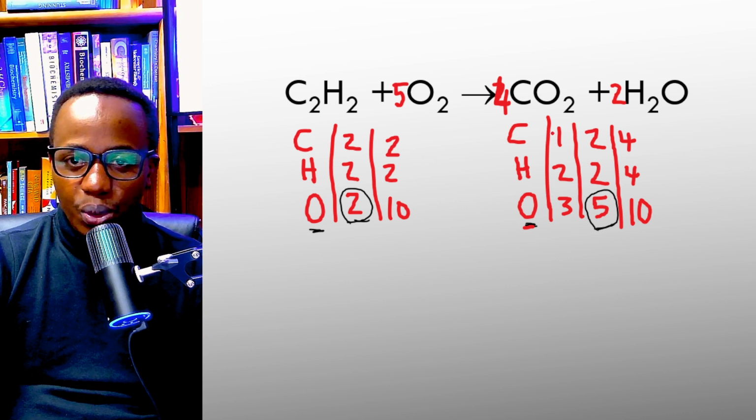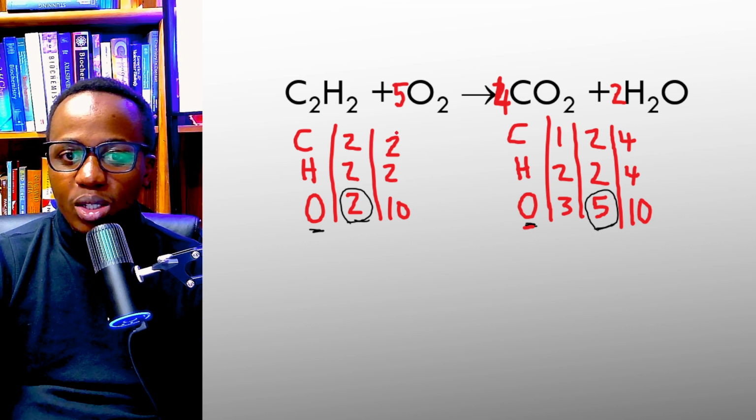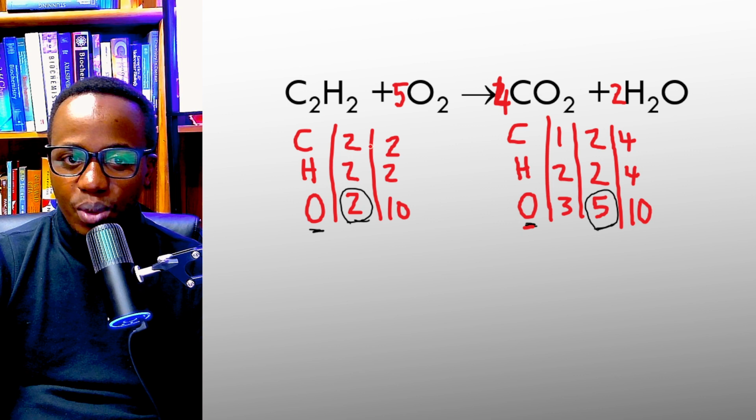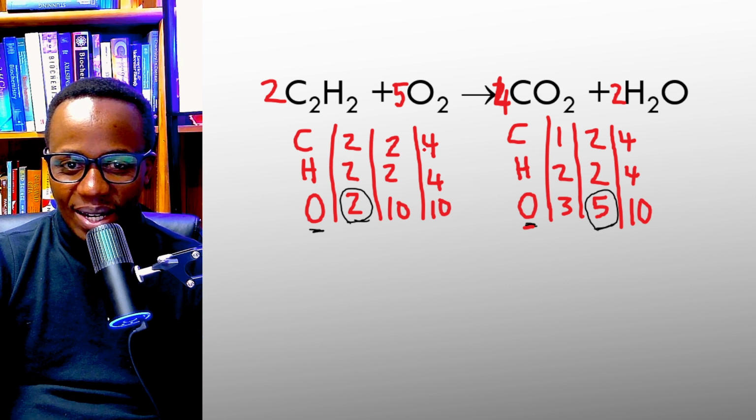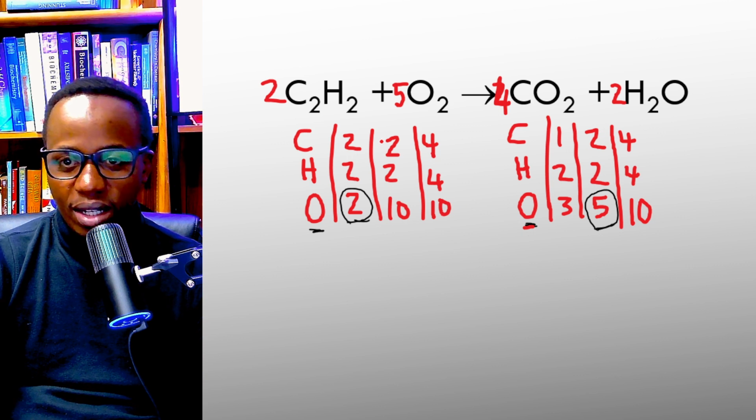So if you have 2 here and then you have 4 here, what do you do? You multiply by 2 on this side. So where do we have carbon? Here. You multiply by 2. And then you draw a line. Carbon becomes 4, and hydrogen becomes 4, and then oxygen is still 10. And look at that. It is balanced. 4, 4, 10. 4, 4, 10, right?